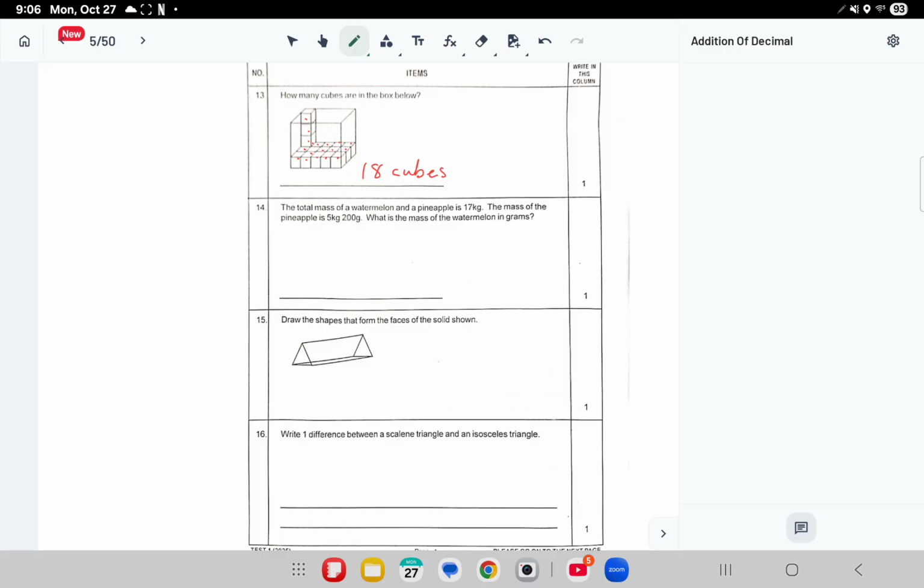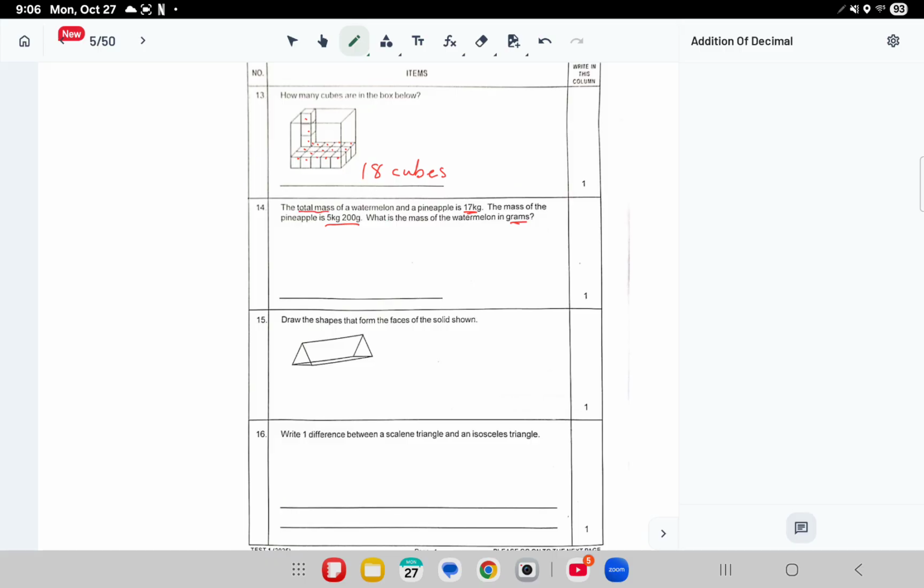Number 14. The total mass of a watermelon and a pineapple is 17 kilograms. The mass of the pineapple is 5 kilograms, 200 grams. What is the mass of the watermelon in grams? So we have different units here. We have kilograms, and grams and kilograms, and they want the answer in grams. So what I will do is convert everything into grams.